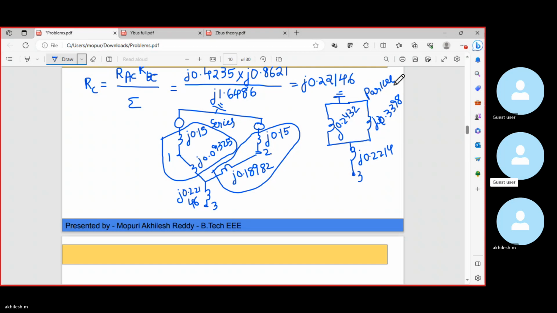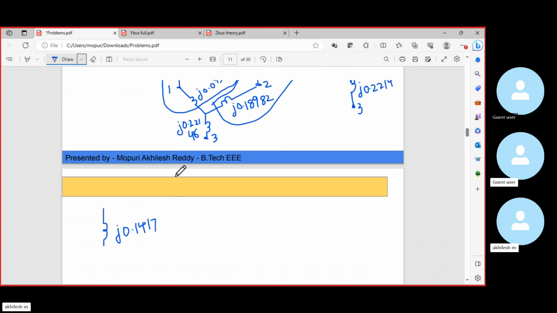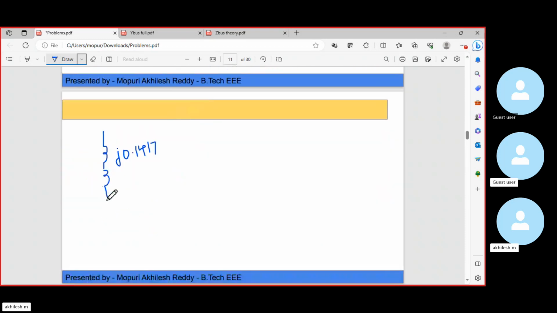The complete parallel combination is 0.14175, in series with 0.2214, which gives 0.36. The final value of XTH is nothing but XTH.